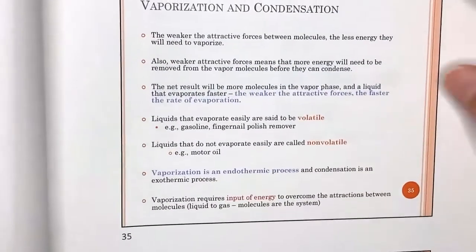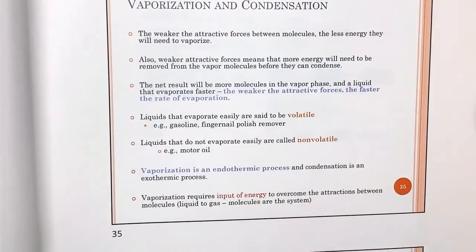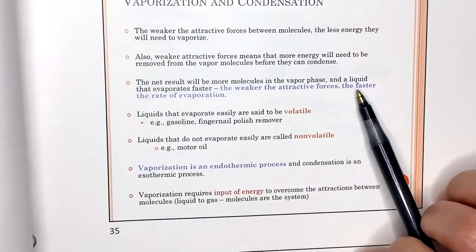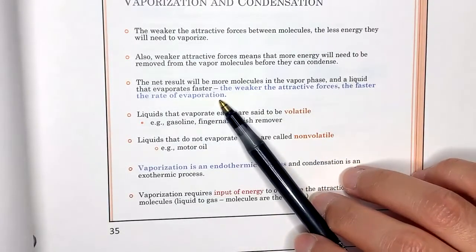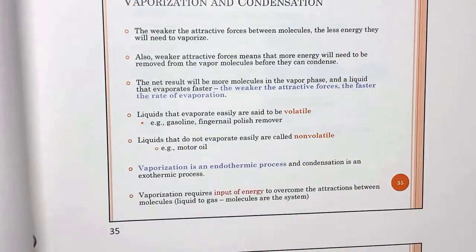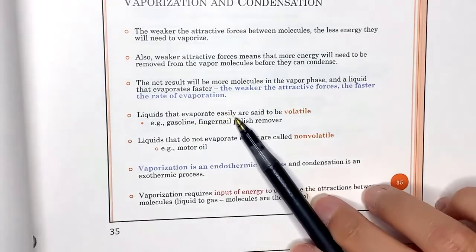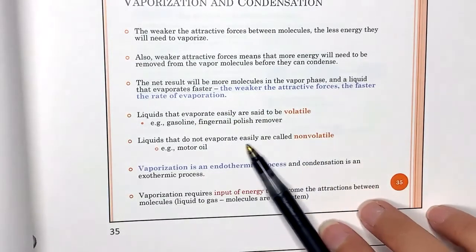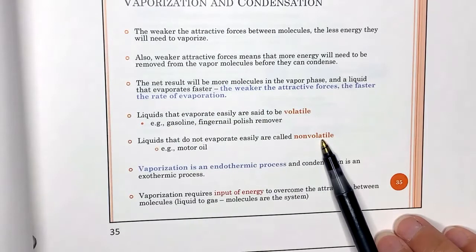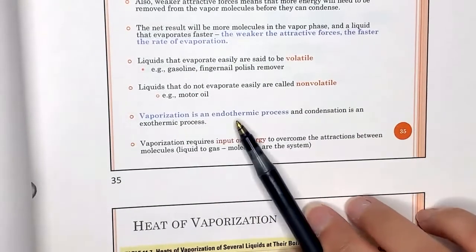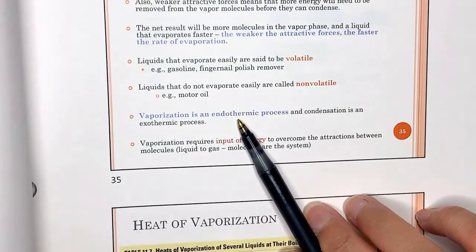So we talk about that there, and it says here, the weaker the attractive force is, the faster the rate of evaporation. That's because it's easier to change phases when they have a weaker intermolecular force. Okay, so liquids that evaporate easily, we call volatile. Liquids that don't evaporate easily, we call non-volatile. So you want to remember vaporization is endothermic and condensation is exothermic.